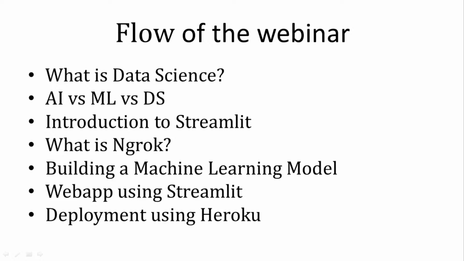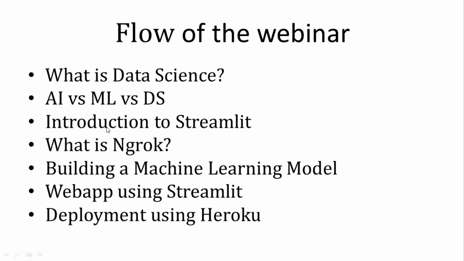First we will see what exactly is data science, and afterwards, these are all the buzzwords we have here. We will understand what artificial intelligence is, and afterwards what exactly machine learning is, how it is different from the others, and also how it is different from data science. So we will see the differentiation between all of these three categories. After that I will introduce you to the concept of Streamlit, what exactly Streamlit is. Then there is one specific thing to understand, something called the NGrok server. We will have to deal with NGrok. What exactly is NGrok? Why do we need it?